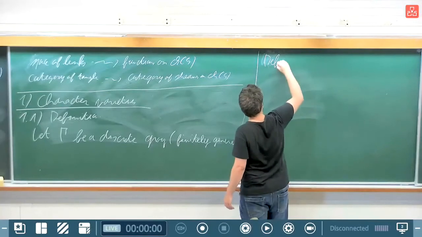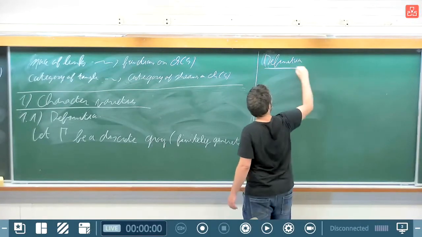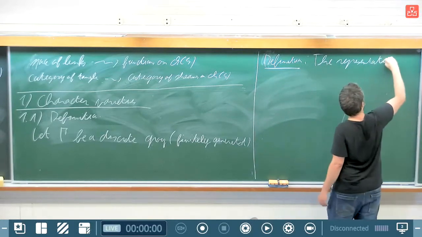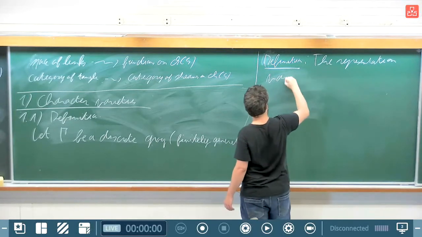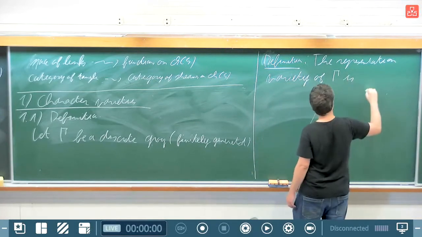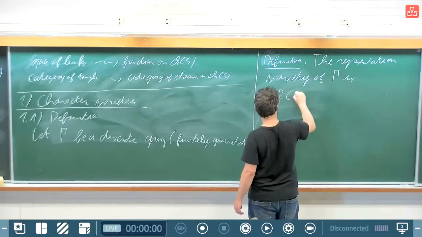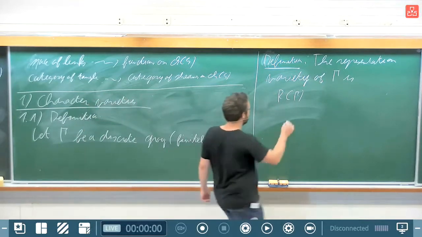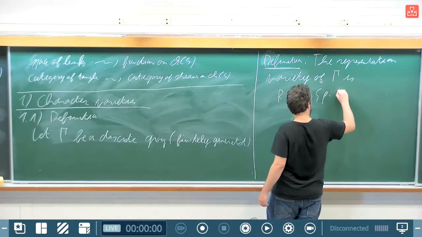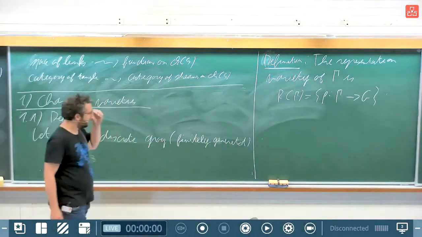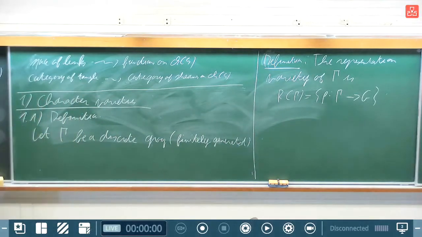So maybe I should write a definition. So the representation variety of gamma is by definition the space, and again, I should probably say the G-representation variety, but for me G is fixed. It's just the space of group morphisms from gamma to G. And as I mentioned, it turns out that this is not just a set, but actually a variety.